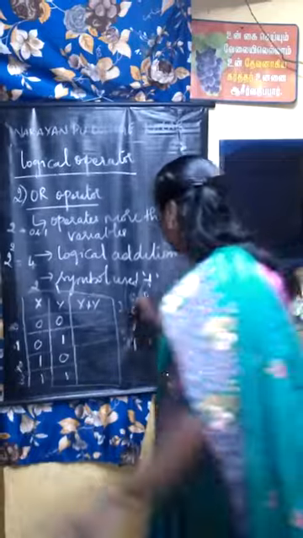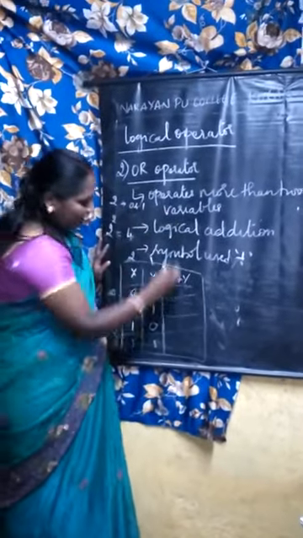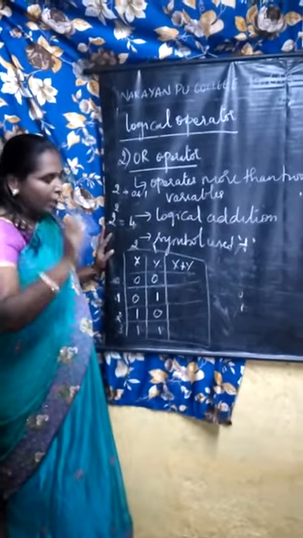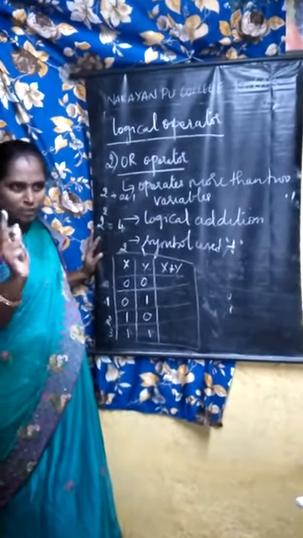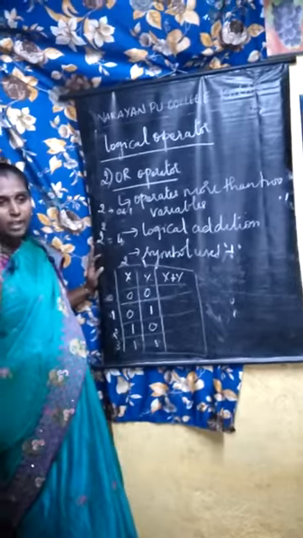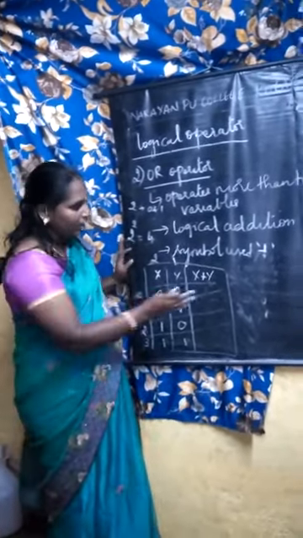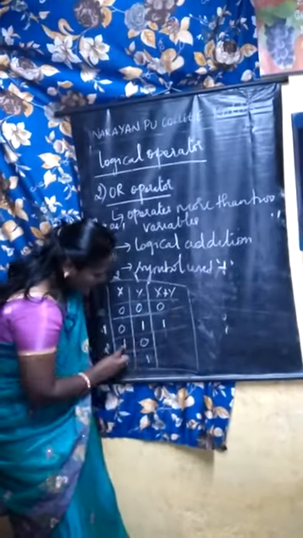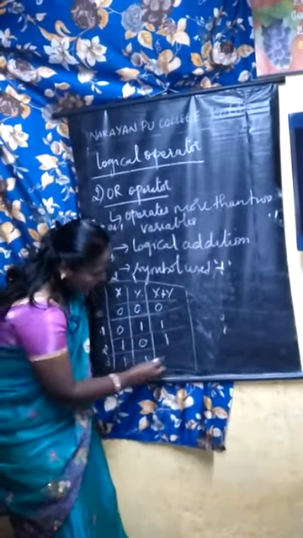So now we consider the result. In an OR operator, if any one input is 1, the output is 1. If both the inputs are 1, the output is 1. If both the inputs are 0, the output is 0. That is 0 plus 0 is 0, 0 plus 1 is 1, 1 plus 0 is 1, 1 plus 1 is 1.